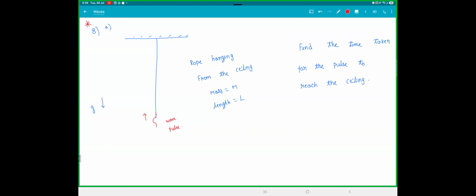So there is a string hanging from the ceiling. Now, what is happening as you go up, the tension is increasing, isn't it? The higher you go, the more tension you have. The speed is not constant. Find the time taken for the pulse to reach the ceiling. And remember, there's only one formula you need: v is equal to root over T by mu.